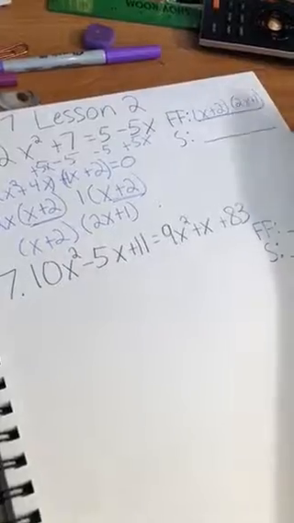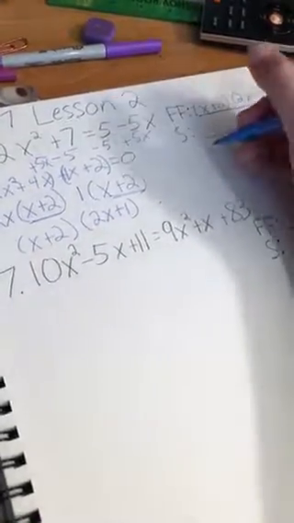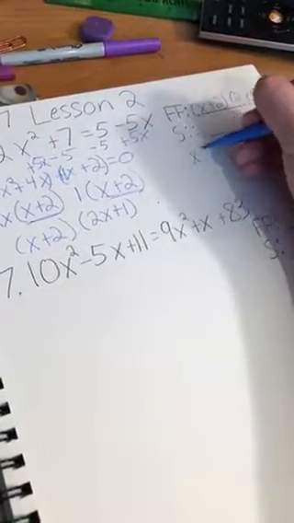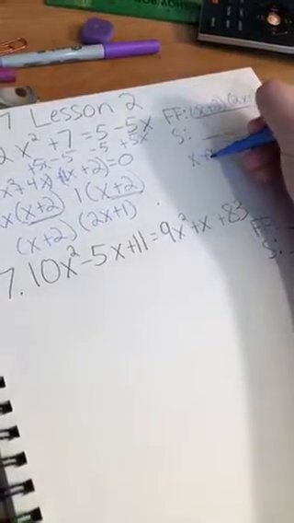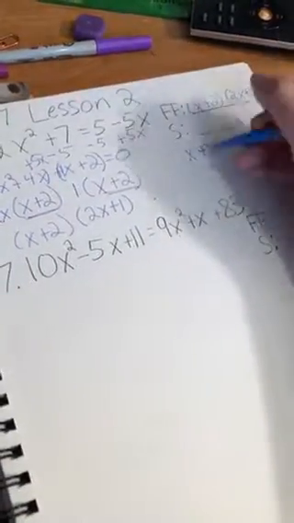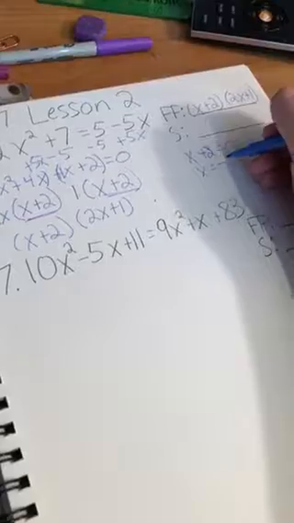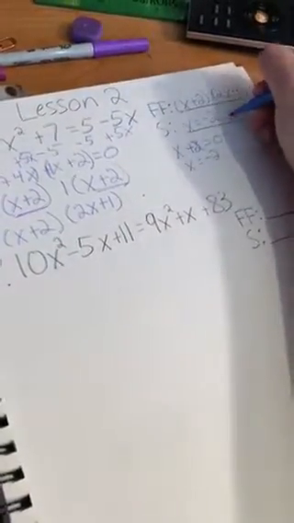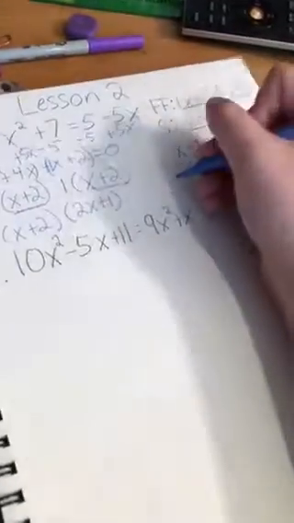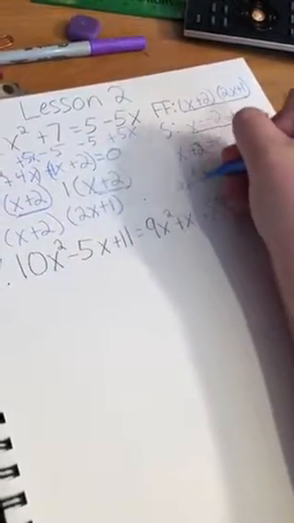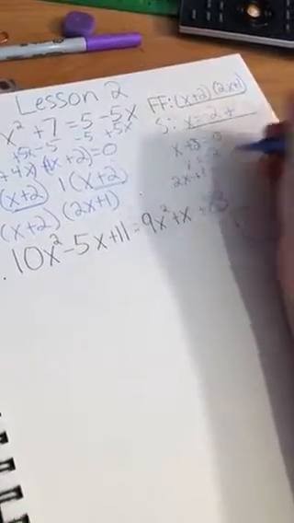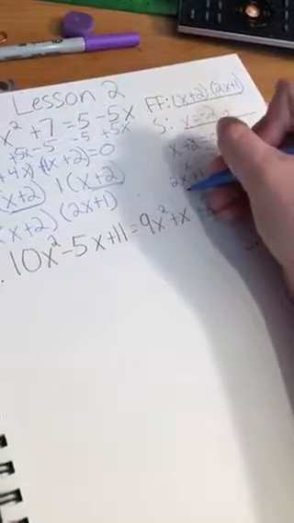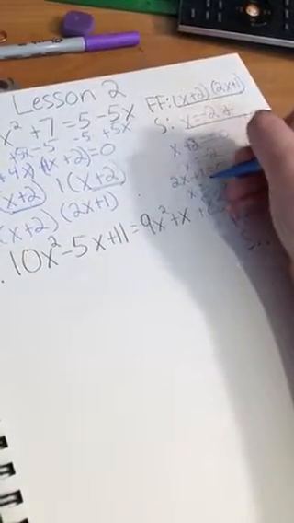Now our solutions, we have to set each parentheses from our factored form equal to 0. So we have x equals negative 2. And our other solution is coming from the 2x plus 1 equals 0. We're going to have minus 1, and then we're going to divide it by 2. So we're going to have negative 1 half.